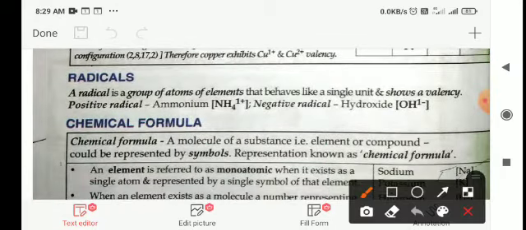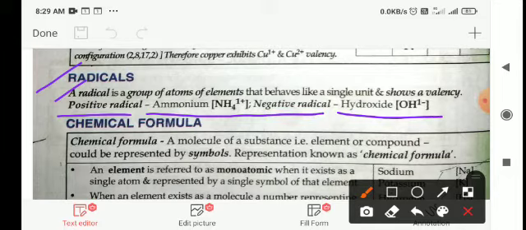Now come to the radicals. A radical is a group of atoms of elements that behave like a single unit and show a valency. It may be a group of atoms or it may be a single atom, but it always contains a charge, or you can say a valency. Radicals are of two types: positive radicals, for example ammonium, which carries one positive charge, and negative radicals, for example hydroxide, which carries one minus charge.